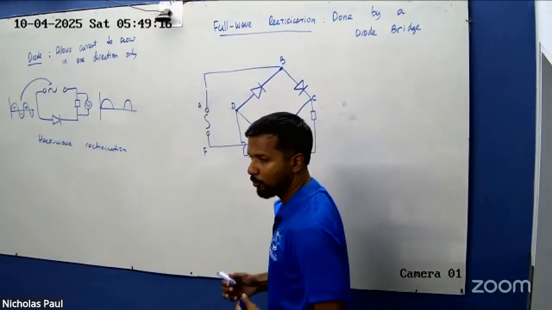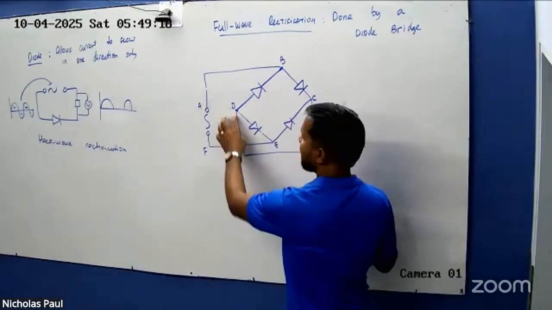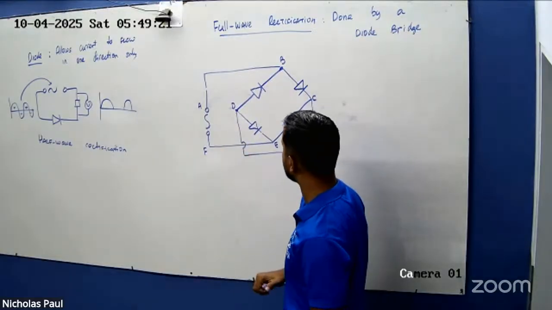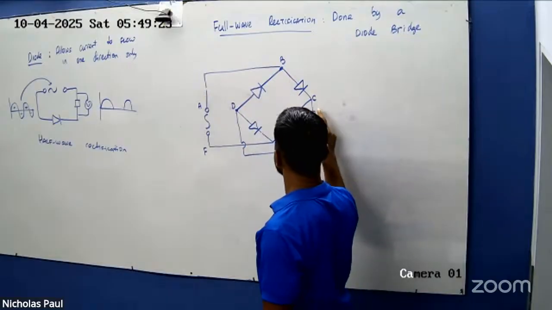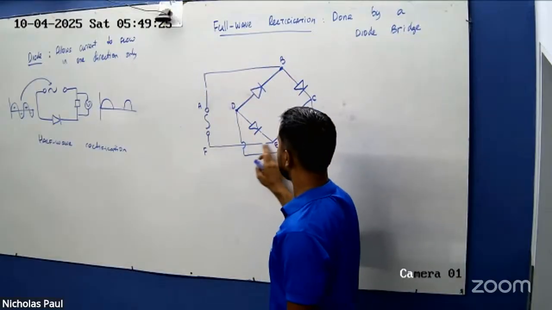I just did it wrong now. How do you connect this up? I wanted to make sure it worked out properly. A, B, C, D, E, F.